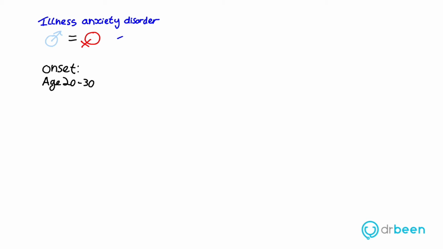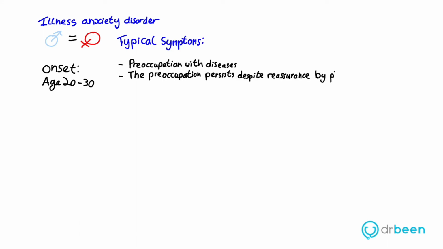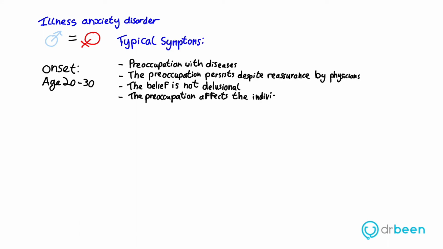Typical presenting symptoms may be the following: preoccupation with disease. Preoccupation persists despite constant reassurance by physicians. The belief is not delusional. The preoccupation affects the individual's level of functioning. Duration is of at least 6 months.